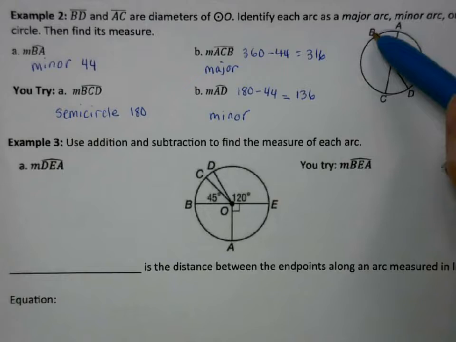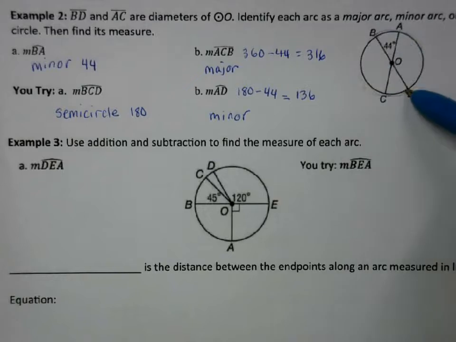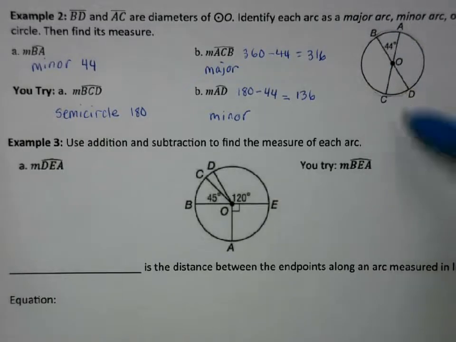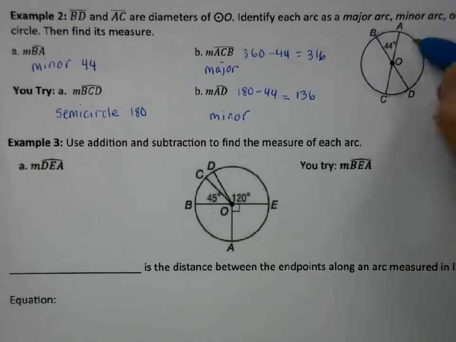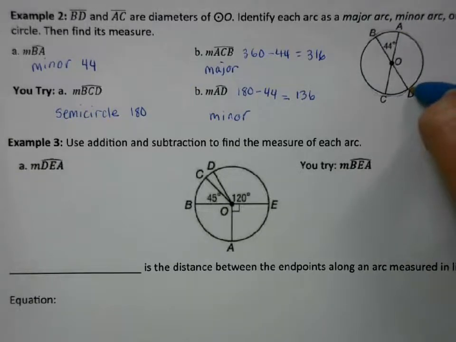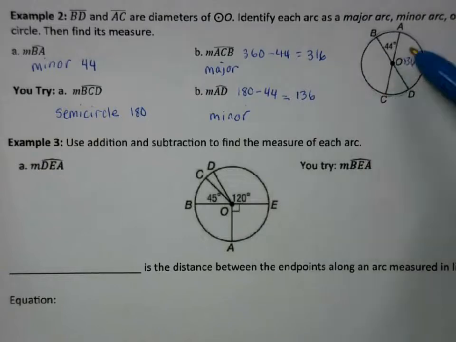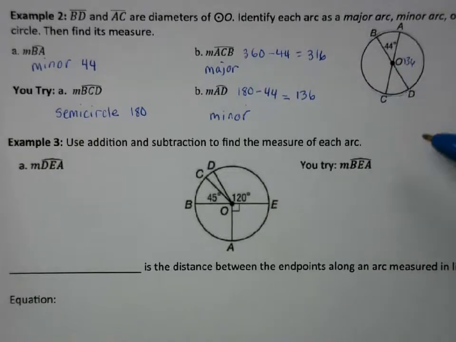BCD is 180 degrees, so it is a semicircle. AD, always the shortest distance if there's two letters, is going to be this. So I do 180 minus 44, which is 136. And that's less than 180, so it is a minor arc.